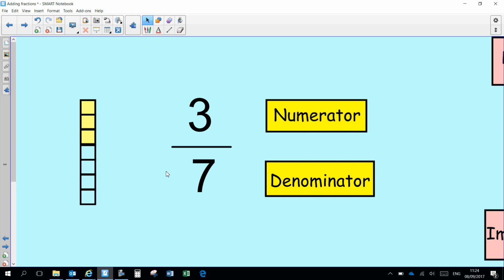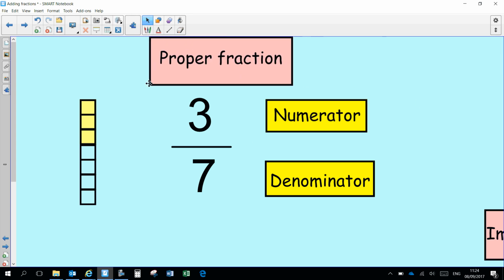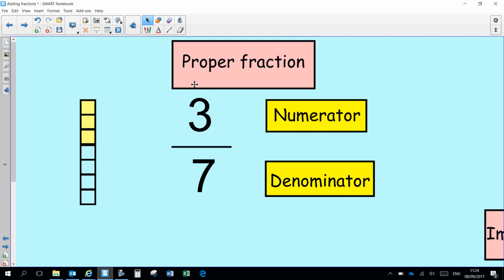Now, this is a typical type of fraction where the numerator is smaller than the denominator. That means it is actually less than 1. So whenever you have the numerator smaller than the denominator, it is a fraction that is less than 1, and we call that type of fraction a proper fraction. Okay, a proper fraction.